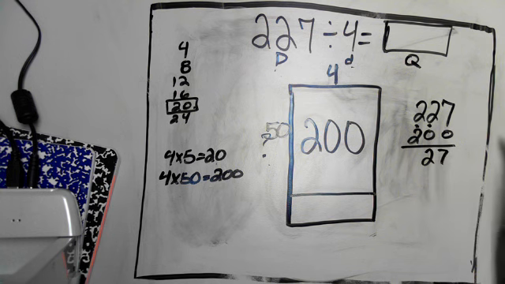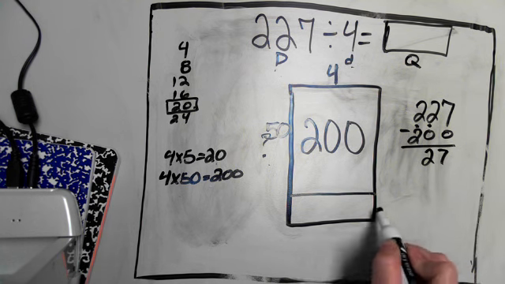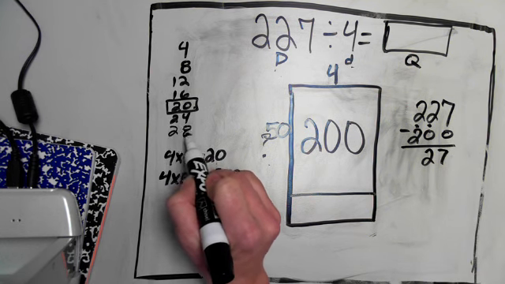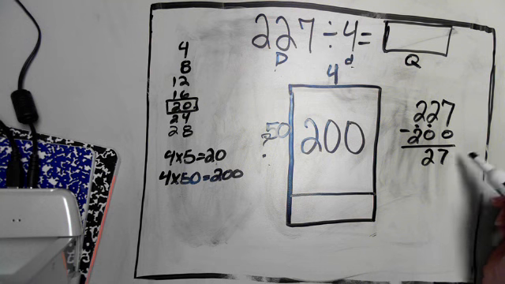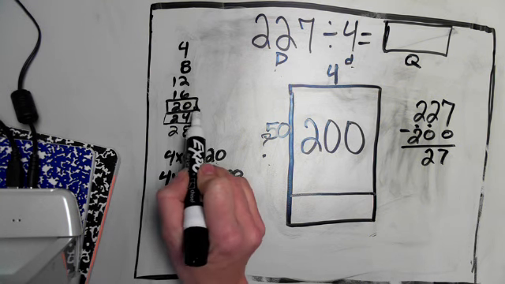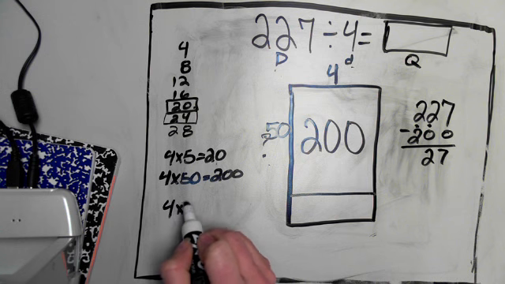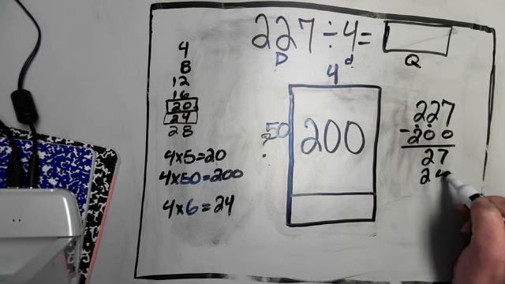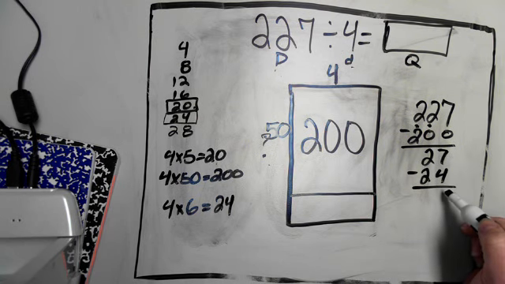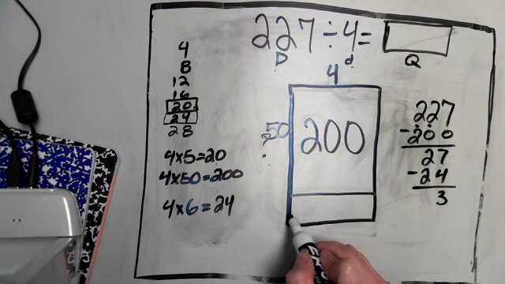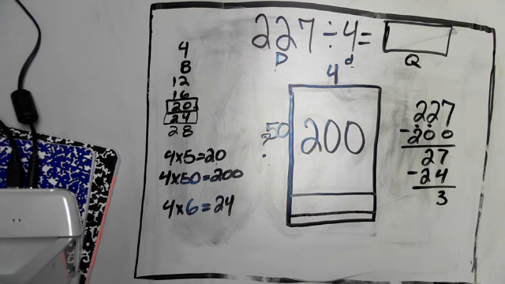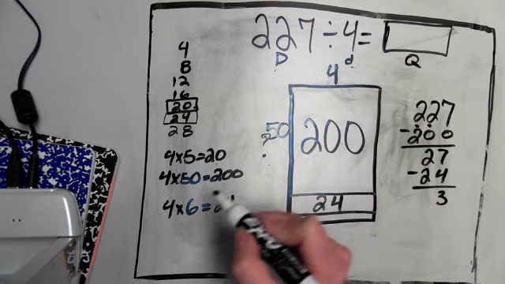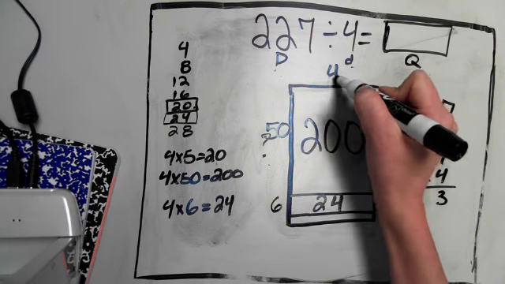That leaves me with 27. So now the rest of my box has to somehow make this 27. But knowing my skip counts, I know I can't make 27. The closest I can get is 24, which is 4 times 6 equals 24. And that's as close as I can get. So that means I end up having a remainder of 3. When I divide out the rest of my portion, I know this area here is 24, and I made that 24 with 6 times 4.